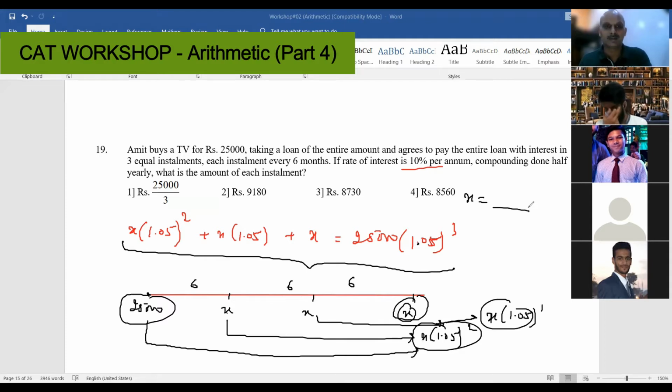So calculate. In the timeline, the x into 1.05 square part: x into 1.05 square is the future value of the first installment of x rupees paid at the end of 6 months. Means after 6 months, the first x rupees you pay, the value of that after 2 more periods of 6 months.